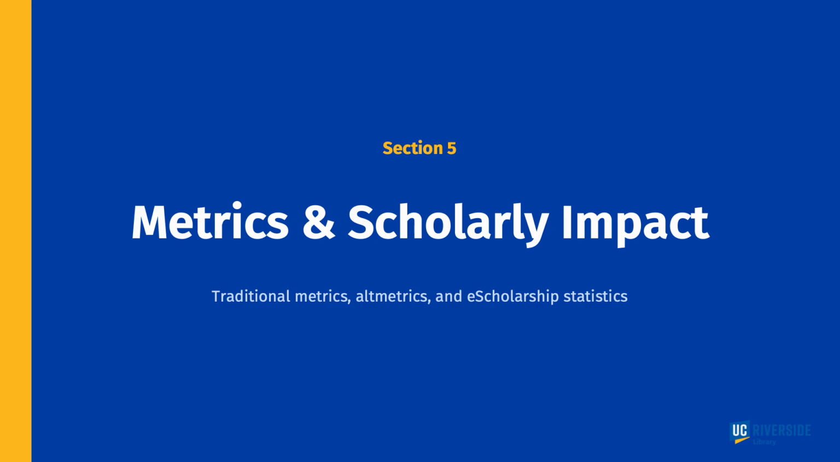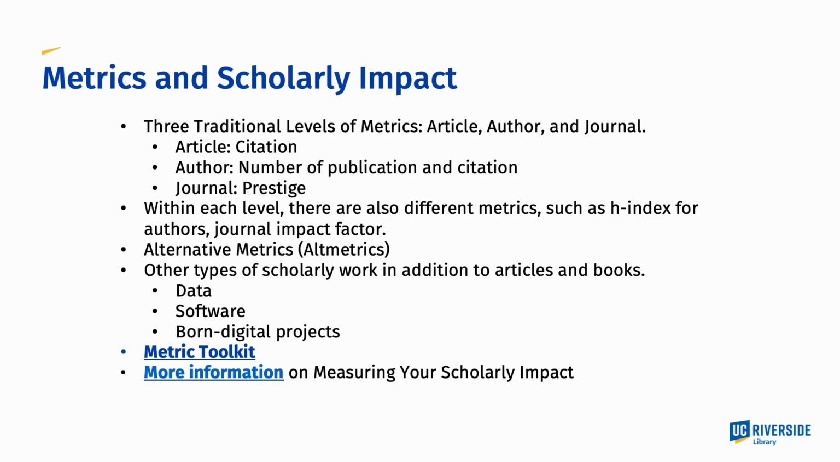Last section, how scholarly impact is measured. There are 3 levels of metrics traditionally: article, author, and journal. For article, citation count is an important metric. Number of publications and citation count are impactful for measuring the scholarly impact of an author. The prestige of a journal is really important as well. In addition to these metrics, there are many more you can explore in the metrics toolkit.